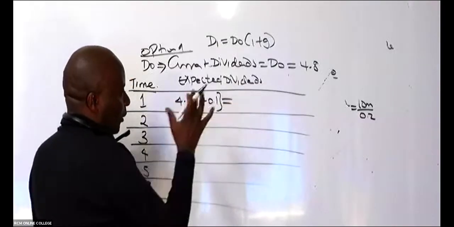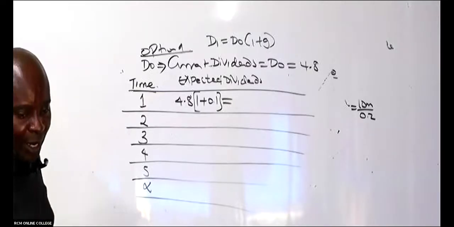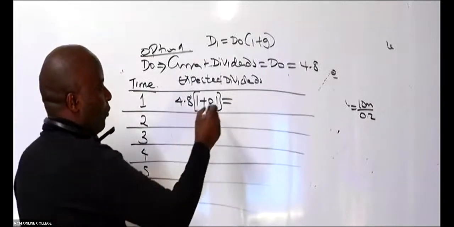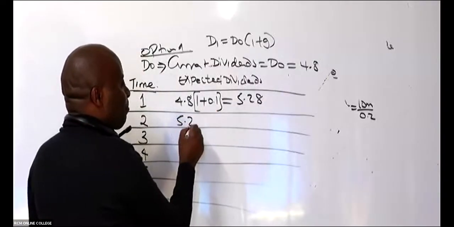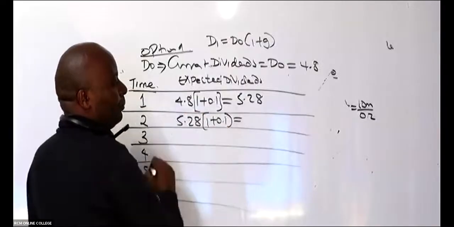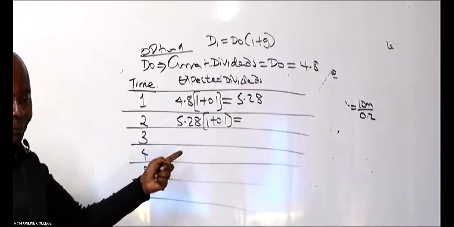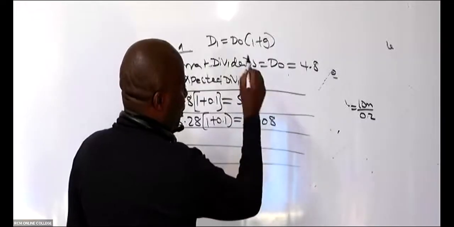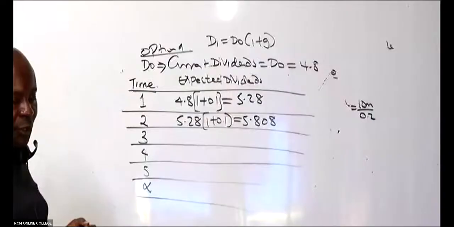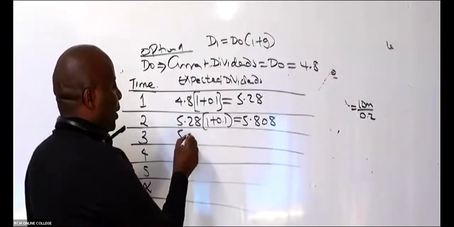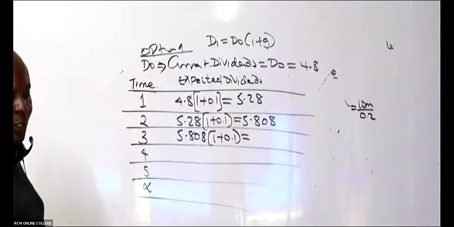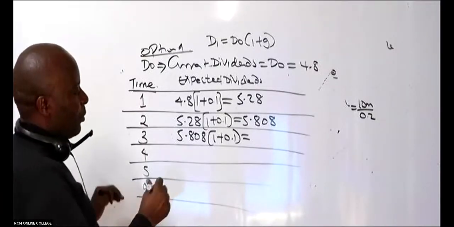Is there somebody who is able to give me this figure? 4.8 times 1.1. So Joanne is giving me a figure of 5.28. Thank you so much. We shall still pick this and multiply it with 1 plus 0.1, because the 0.1 is constant for the next 3 years. So let's put 3 decimal places. Then we have here 5.808, and this is the last year. So Pius is giving me 6.388.